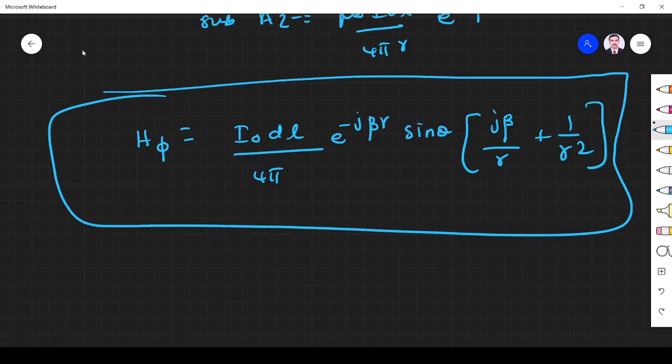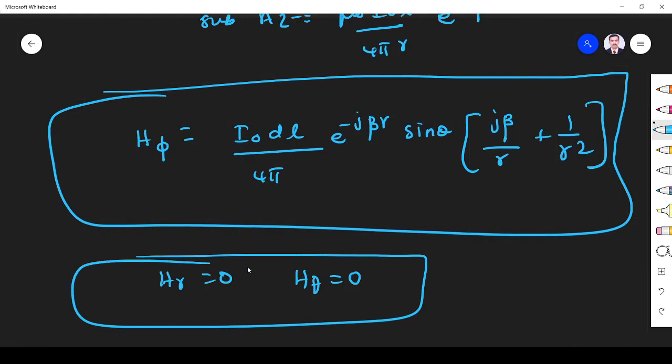Fine. So this is what our h phi value is, and the hr component is 0 and the H theta component is also 0. So the magnetic field has only the phi component. We know phi in the spherical coordinate system goes from 0 to 360 degrees, so it matches with H because H is a rotational field. The magnetic field will rotate, so this indicates we have a rotating magnetic field at the far away point. Yes or no? That's a beautiful thing we must remember.